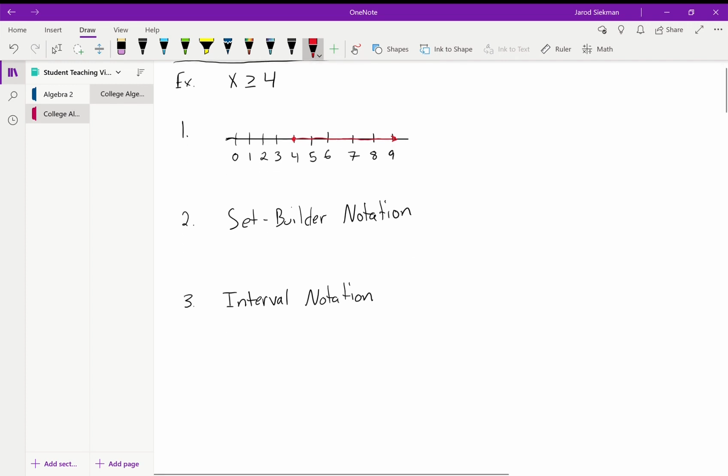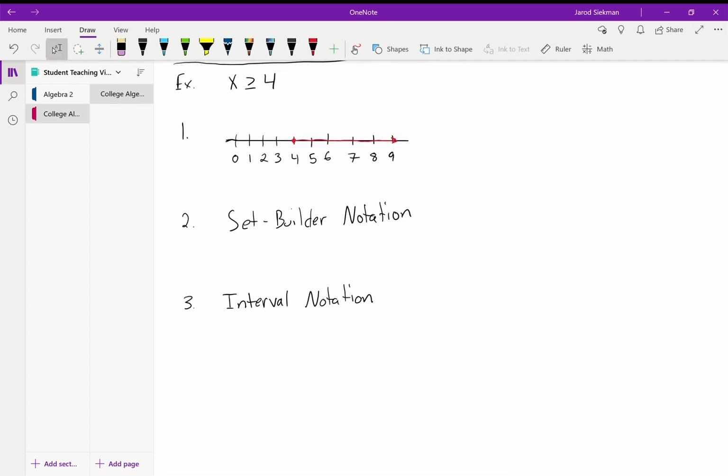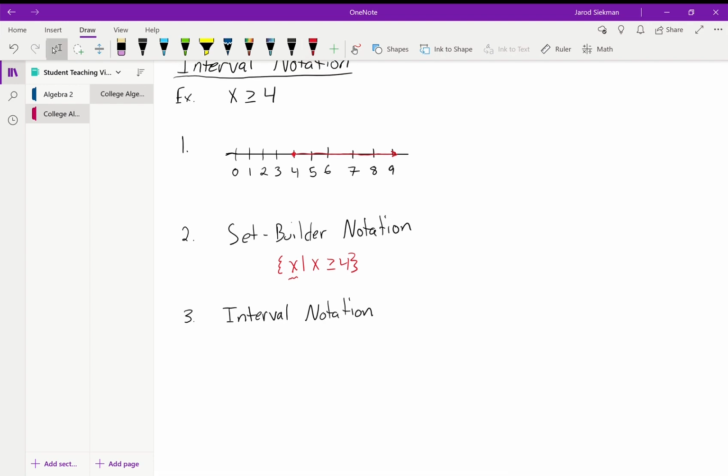The next way is set builder notation. So we're going to write this in set builder notation, which looks like this. This translates to all real numbers x such that x is greater than or equal to 4. This is just a different way to describe the solution set for x is greater than or equal to 4.